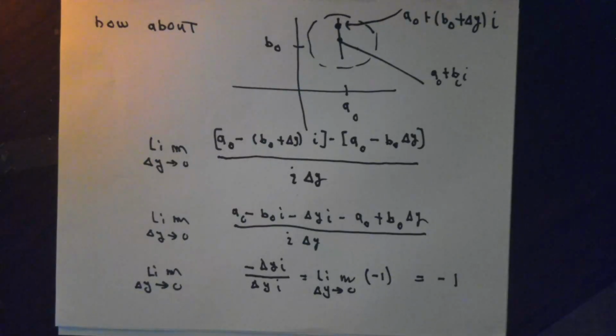Approaching along this vertical direction, we do a calculation that's very similar to the one we did previously, and we end up finding that if the derivative exists, its value must be -1. This contradicts what we just saw a moment ago that said if the derivative exists, it has to be 1. This is a contradiction.